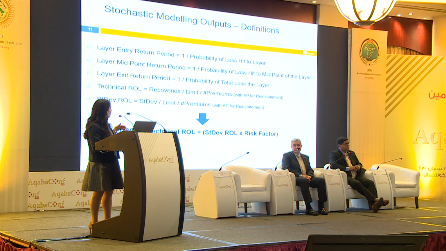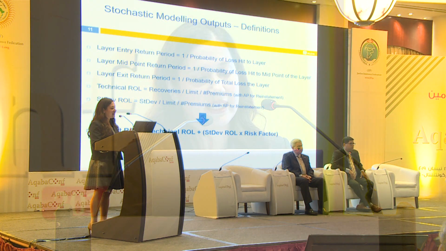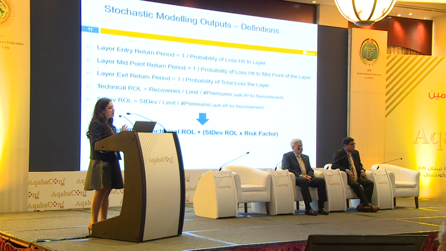So if we are talking about return periods, then we are referring to years. And if you are referring to the probability of loss hit, then we are talking about probabilities, hence percentages. So there are some key indicators: the entry point, the midpoint, and the exit return period. The entry means the probability of a loss hit to a program. The midpoint means the probability of a 50% loss hit to a program, whereas the exit return period means the probability of a total loss to an excess of loss program.